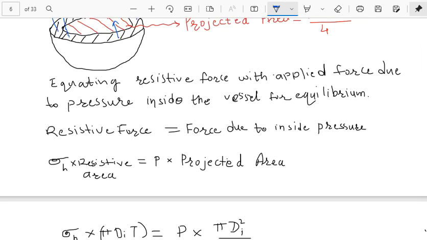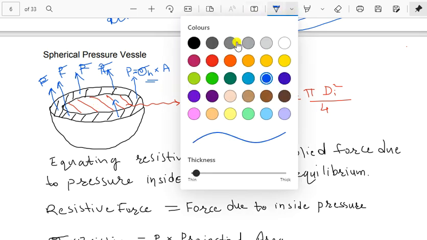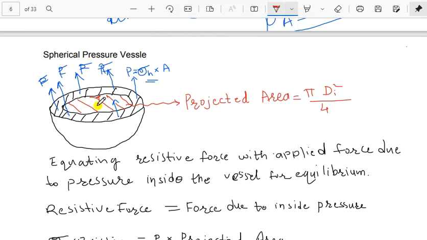Now let's start the spherical pressure vessel. You can see here this red hashed portion is nothing but the projected area, and its area can be given as pi d_i square by 4. And here actually this is a force due to the internal resistance of the material, that is due to hoop stress. This is not the pressure. Actually, I can write it like force F. And the pressure is, I will show here, pressure P by this. This is the pressure force which is acting on the inside diameter.